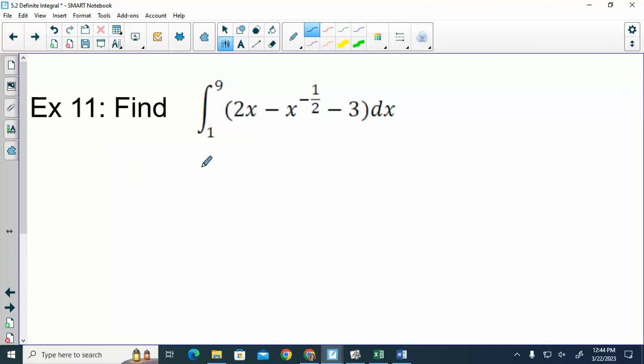Let's try the next one. A little bit uglier. What is the antiderivative? So then we have the x squared minus. So if you add 1 to the power, -1/2 plus 1 is 1/2. Reciprocal goes in front, so that would be a 2. Minus antiderivative of 3, 1 to 9.